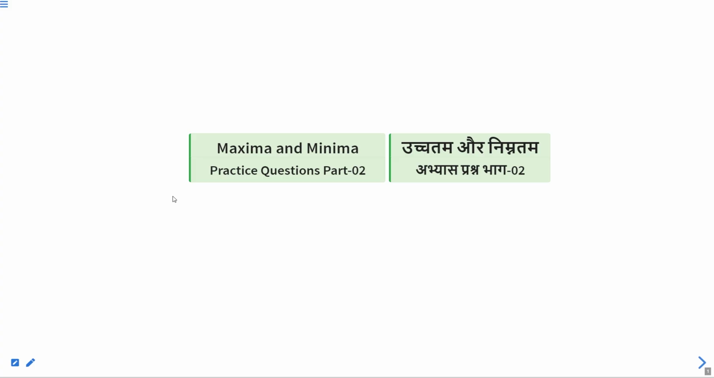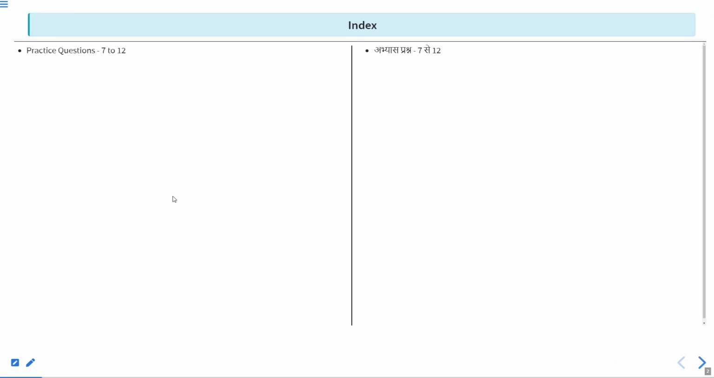Hello everyone. In today's lecture, we will see some more practice questions based on maxima and minima. In the last lecture, we had done till question number 6. So in today's lecture, we will start from question number 7 and go till question number 12, right?